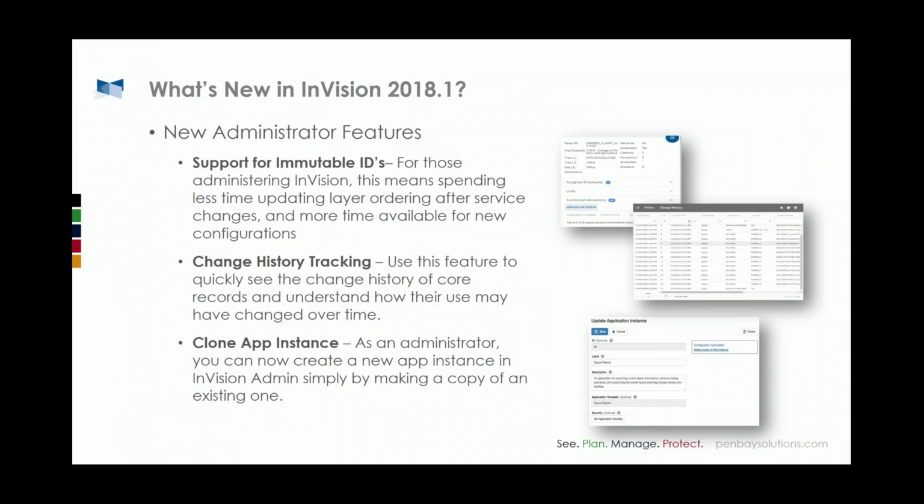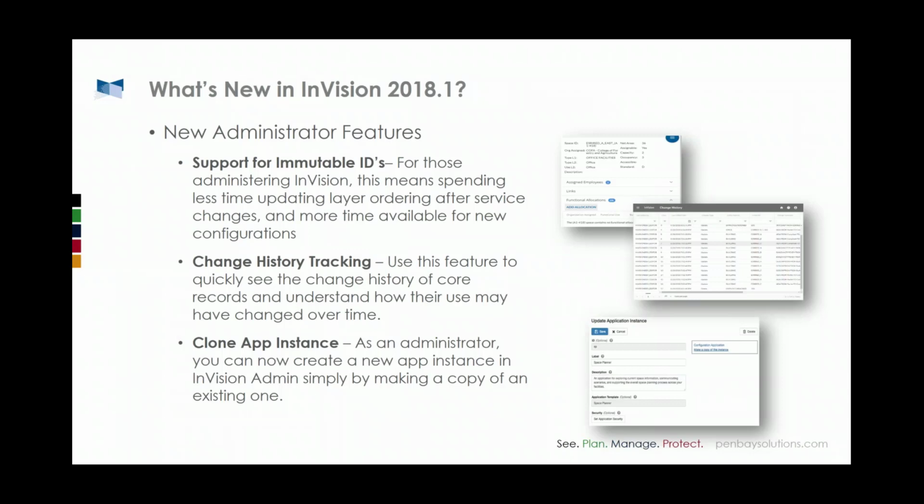One new feature is support for immutable IDs. This sounds a little obscure, but for anyone who has bloodied their knuckles republishing map services and adding layers and having to deal with the resulting confusion of the reordering of those map layers, this support for immutable IDs, easy for you to say, will make this process much easier and much faster, and give you the opportunity to spend more time really dealing with supporting your end customers.